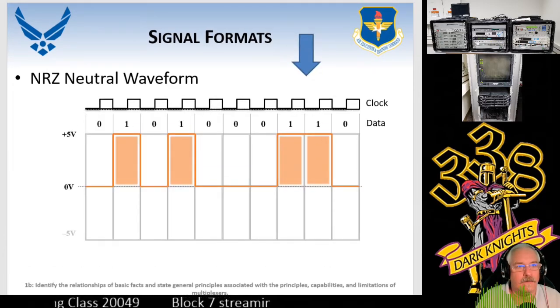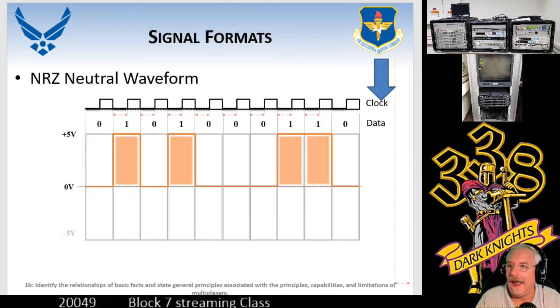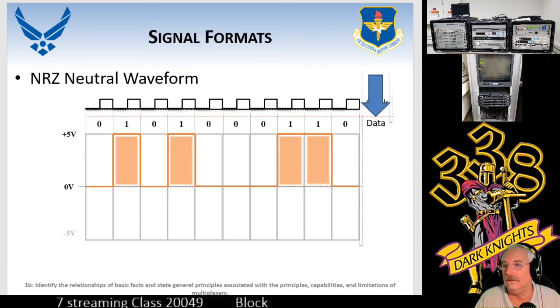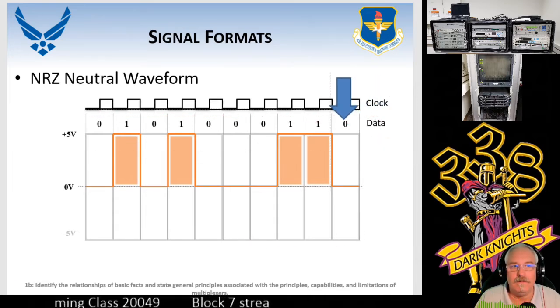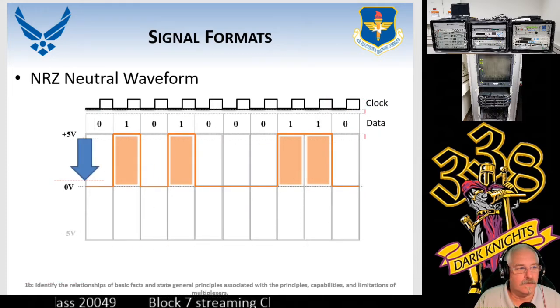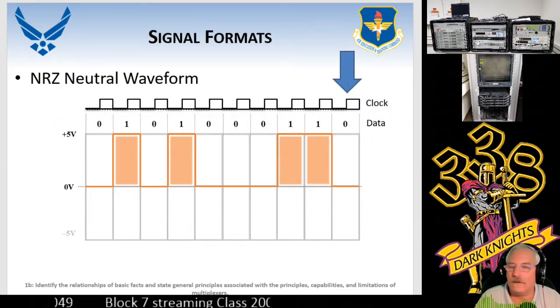Let's take a look at the data format here. Okay, first of all, we have the clock cycle coming in telling us how we have to put our format together. We get the data that's coming in, the ones and zeros, let's say, from a computer. Now we got to make a signal format in the NRZ neutral waveform. So we get a 0. We start at 0 volts, plus 5. For 0, halfway through the clock cycle, nothing happens.